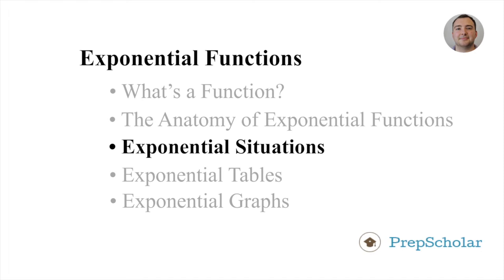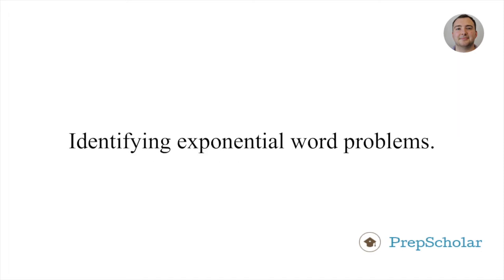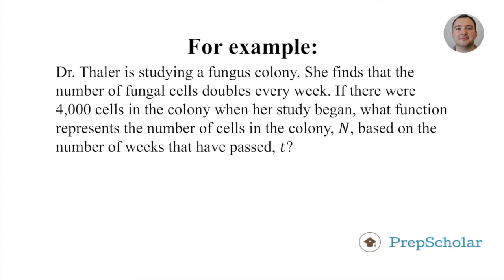Now let's talk about how to interpret exponential situations. In other words, how do we identify and solve a word problem that requires us to use an exponential function? Let's take a look at the following example. Dr. Thaler is studying a fungus colony. She finds that the number of fungal cells doubles every week. If there were 4,000 cells in the colony when her study began, what function represents the number of cells in the colony, or n, based on the number of weeks that have passed, or t? The first thing we should notice here is the fact that the number of fungal cells doubles every week.